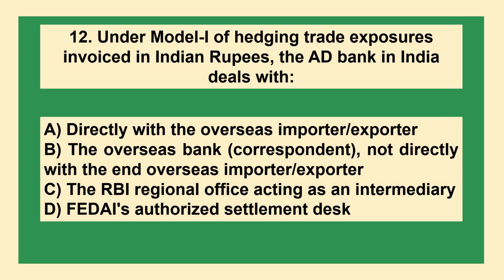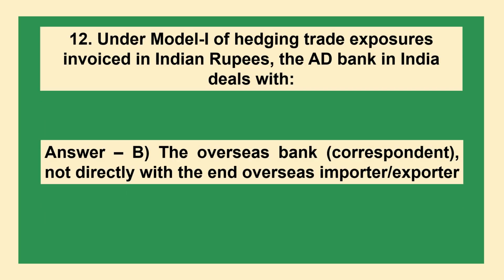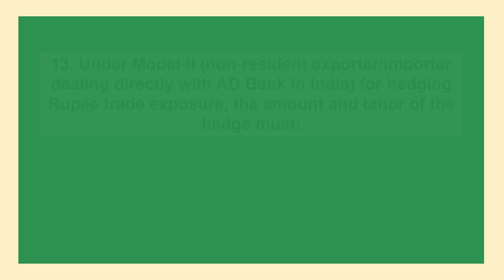Under Model 1 of hedging trade exposures invoiced in Indian rupees, the AD Bank in India deals with: A, directly with the overseas importer or exporter; B, the overseas bank correspondent, not directly with the end overseas importer or exporter; C, the RBI regional office acting as an intermediary; D, FEDAI's authorized settlement desk. The answer is option B, the overseas bank correspondent, not directly with the end overseas importer or exporter.